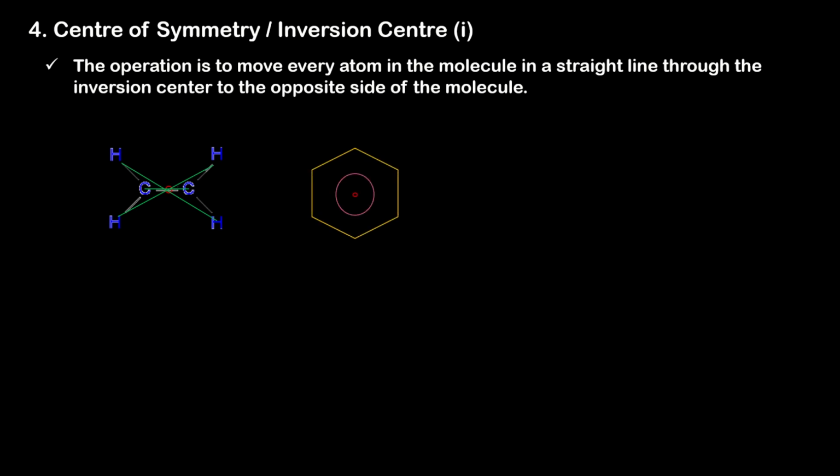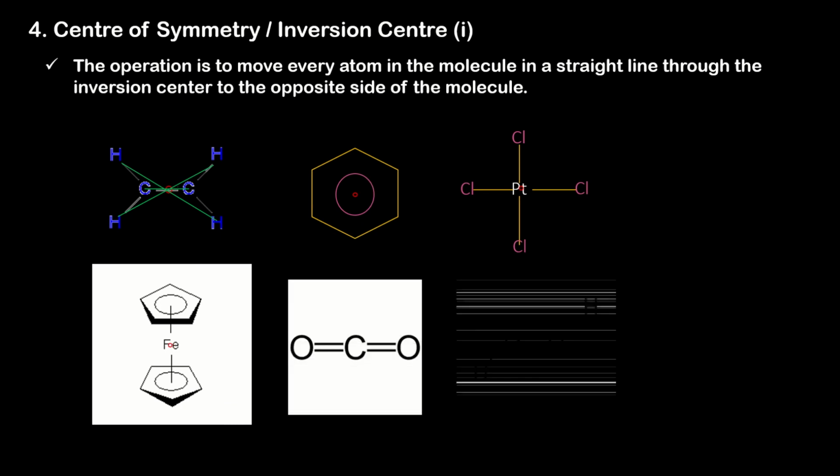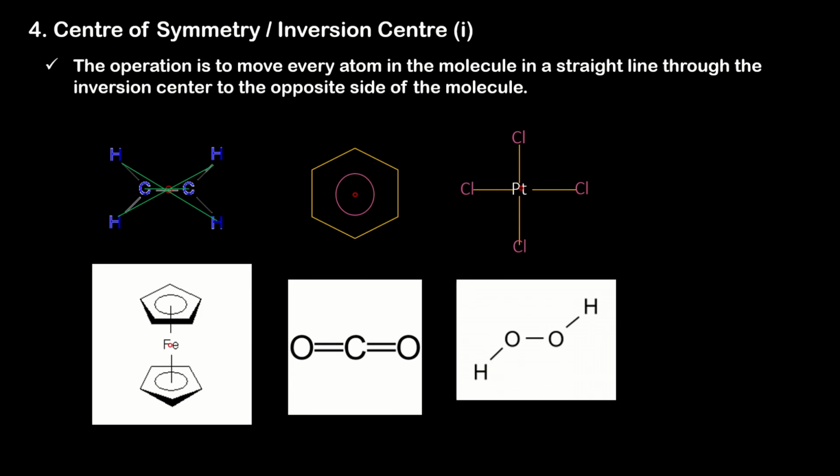Another example is benzene. Benzene also possesses a center of symmetry. Remaining such examples are platinum tetrachloride. This is staggered ferrocene, which also possesses a center of symmetry. The CO2 molecule and trans H2O2 also possess a center of symmetry.